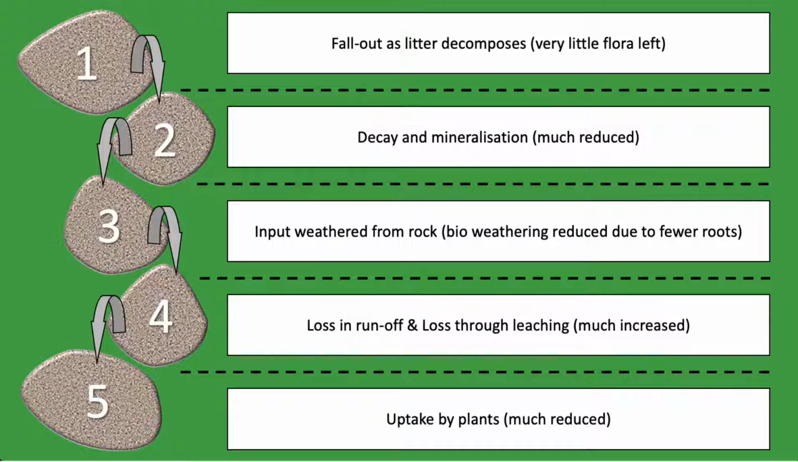And the missing step is that the loss through runoff and loss through leaching is much increased, as the two arrows showed on the Gersmehl diagram. So a good thing for you to do is to revise Gersmehl diagrams and really think through the process to tell the story of what's going on when a biome or an ecosystem is disturbed in that way.